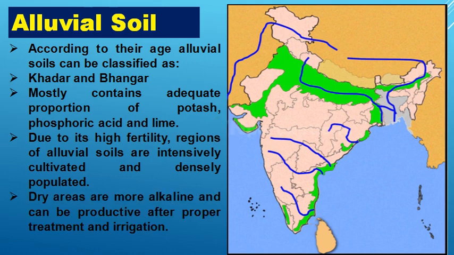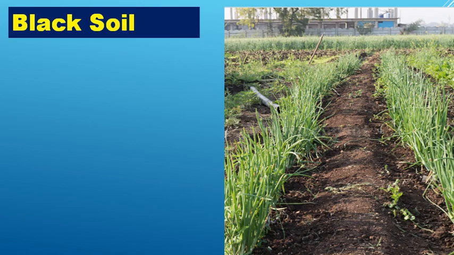The dry areas, that means the areas of Bhangar soil, are more alkaline, that is, it has more amount of lime. That's the reason. And these, I said, can become more productive only after proper treatment and irrigation. Irrigation, that is supplying water for cultivation.